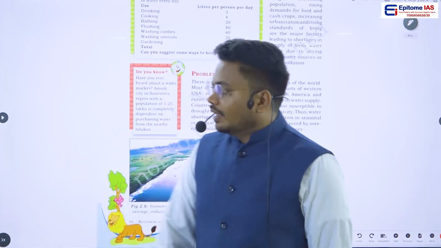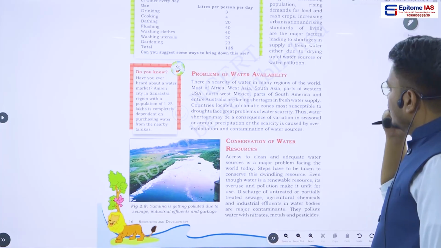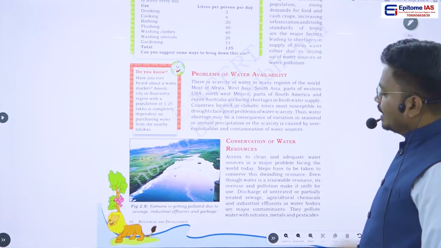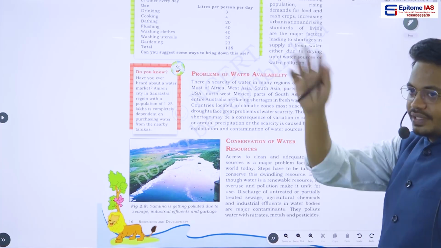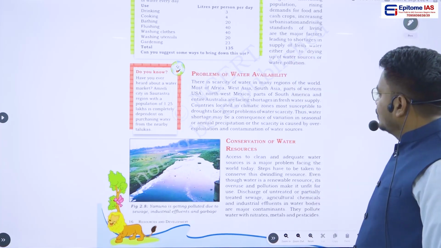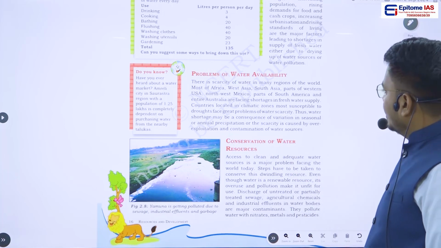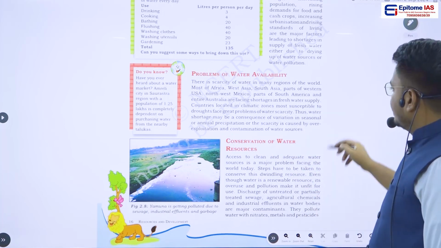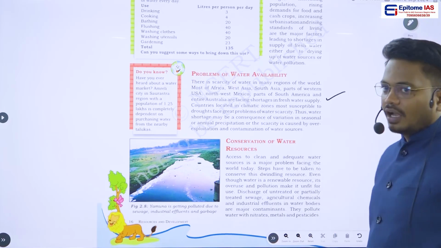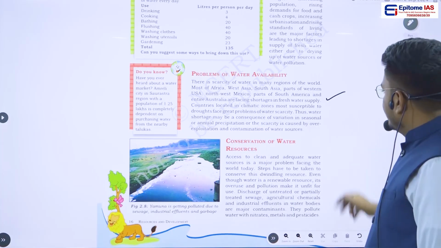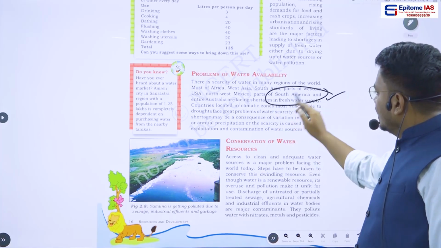Okay, so if you see many countries, like most of the African countries, West Asian countries, South Asian countries, and some parts of Western USA and Northwest Mexico, and parts of South America and the entire Australia, they are facing a shortage of fresh water supplies. Even though the abundance of water is high, the amount of fresh water is very little.